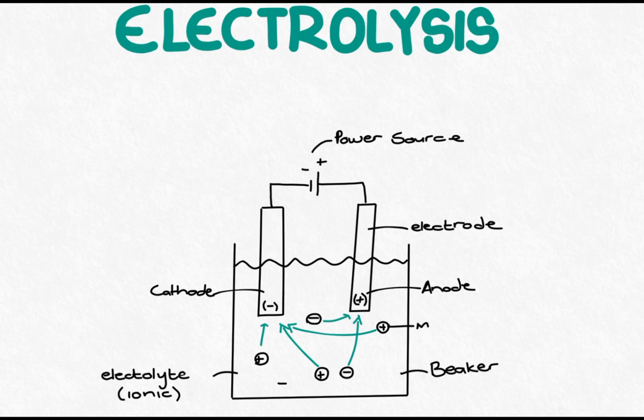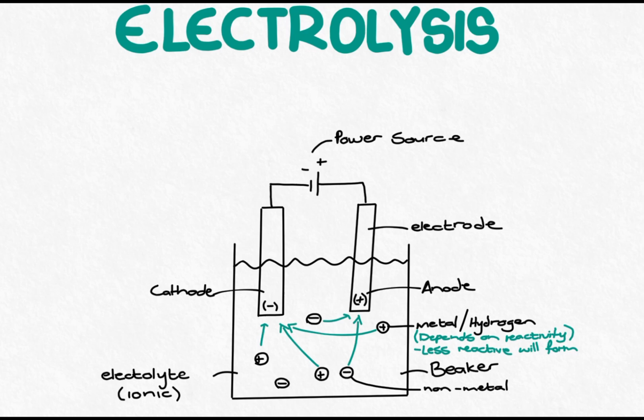Now the reaction that occurs at my cathode, meaning the metal or the hydrogen that needs to form at my cathode, all depends on the reactivity of that metal or hydrogen. If the metal is less reactive than hydrogen, like for instance copper and silver, then the metal is produced. But if the metal is more reactive than hydrogen, like sodium and magnesium, then hydrogen gas will be produced instead. Now the reaction at my anode, which is where a non-metal is formed, will depend on the concentration of my electrolyte.